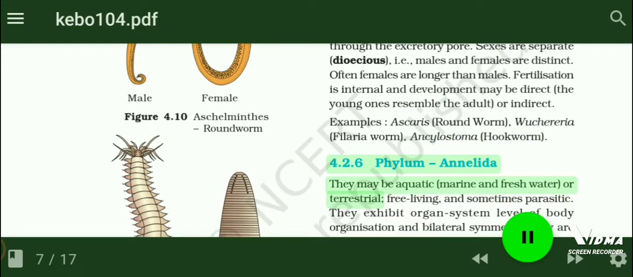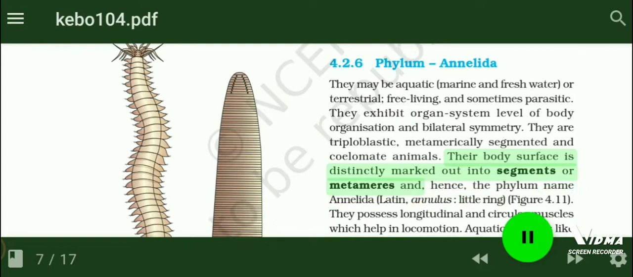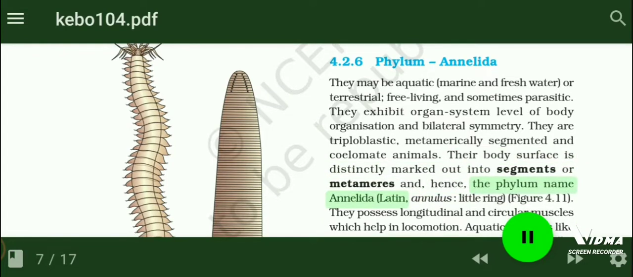4.2.6 Phylum Annelida. They may be aquatic, marine and freshwater, or terrestrial. Free-living, and sometimes parasitic. They exhibit organ system level of body organization and bilateral symmetry. They are triploblastic, metamerically segmented and coelomate animals. Their body surface is distinctly marked out into segments or metameres, hence the phylum name Annelida (Latin, annulus, little ring).